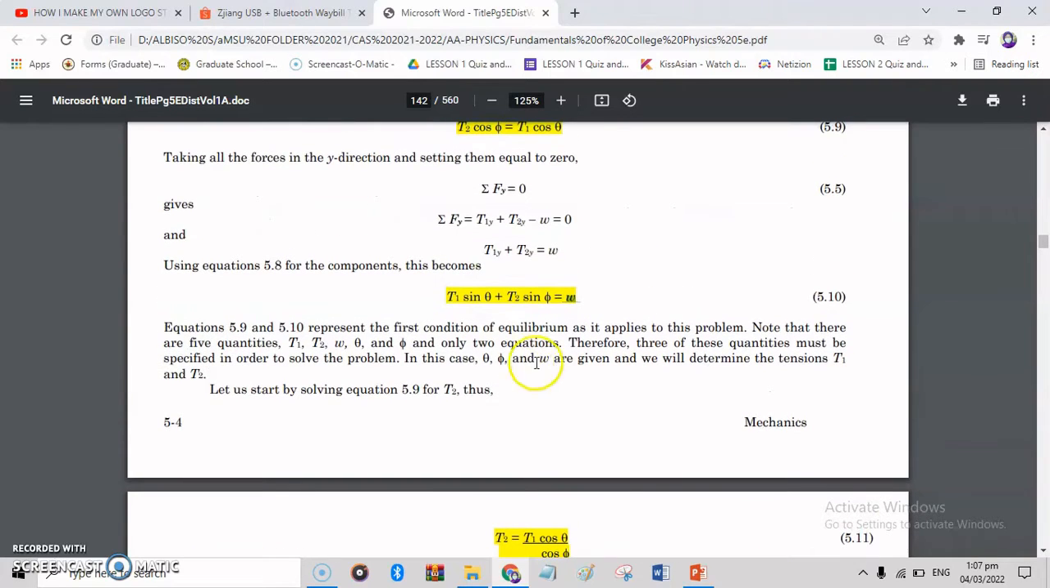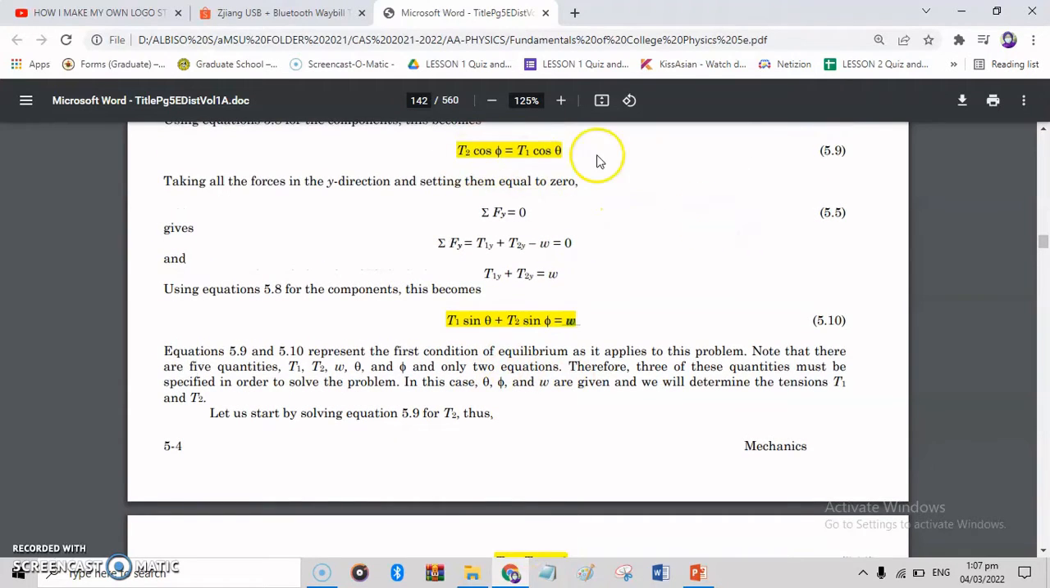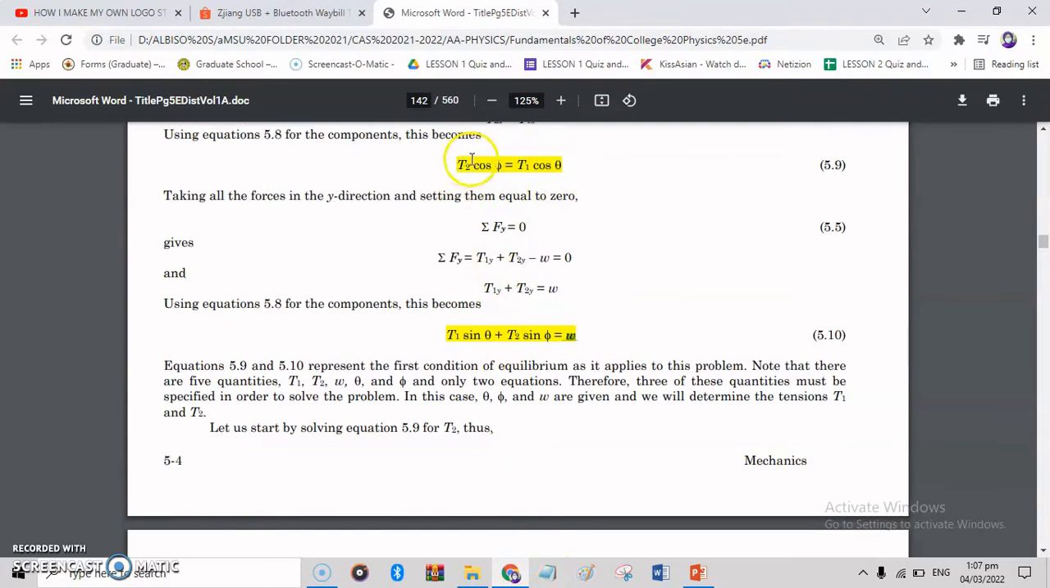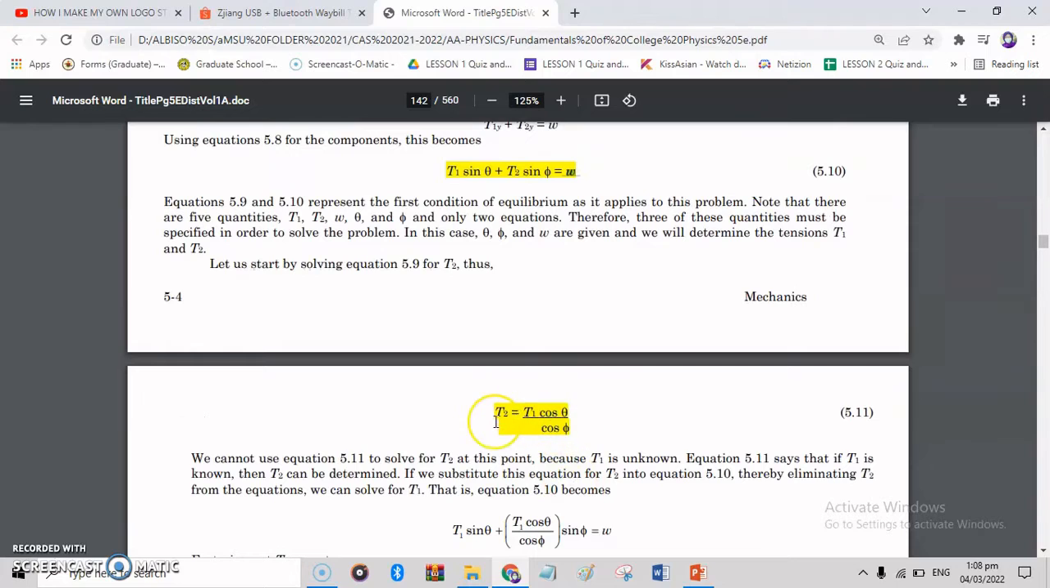Let's say, ang ginamit dito is equation na ito, okay? Paano mo gagamitin? Kukuha ka ng isang variable, let's say, ginamit niya dito T2, okay? Kukunin mo yung isang, hindi siya variable, isang constant, like T2 value. So, value ni T2, pag ilipat mo yung cosine phi sa kabila, magiging denominator. So, T2 is equals to T1 cosine theta over cosine phi. Okay? So, ganyan na siya.